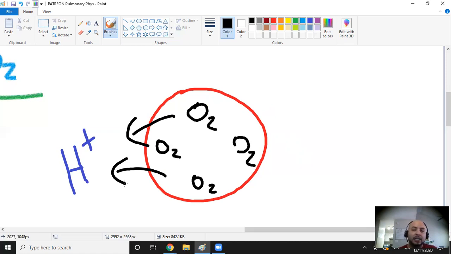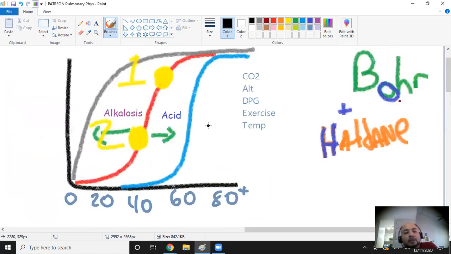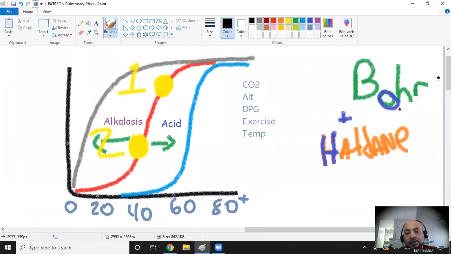Why do I desaturate oxygen? Because hydrogen is pushing him out. Why do I desaturate hydrogen? Because oxygen is pushing him out. Okay? Which leads me to the hemoglobin desaturation curve.